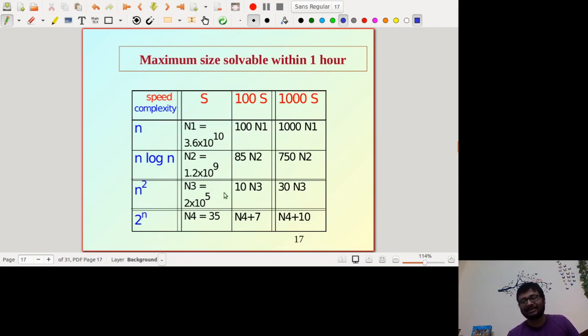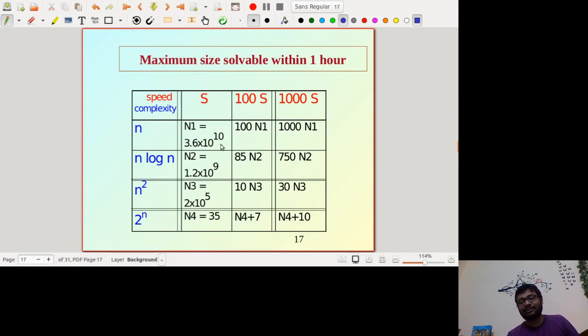The size is 30 times 2 times 10 to the power 5. Now if your algorithm is hopelessly slow, exponential time, you will be able to handle only small instances. Earlier you were being able to handle instances of size 35. So you were doing very badly. Here, this algorithm was being able to handle inputs which are this big.